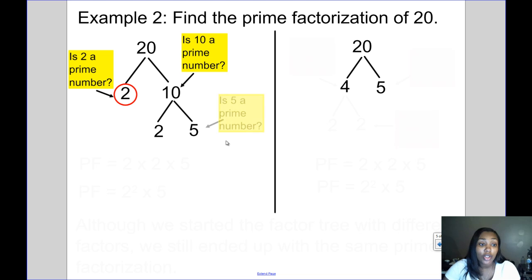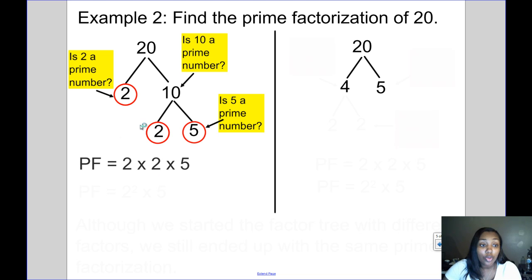Again, we want to ask ourselves, is 5 a prime number? And we know that 5 only has one factor pair, so 5 is a prime number. So we're actually going to circle the 5 and stop. And then again, we already know that 2 is a prime number, so we can go ahead and circle the 2. So then the prime factorization would be 2 times 2 times 5. And again, remember, when you've got numbers that repeat themselves, you want to show them as an exponent. So then 2 times 2 times 5, our final answer would be 2 to the second power times 5.